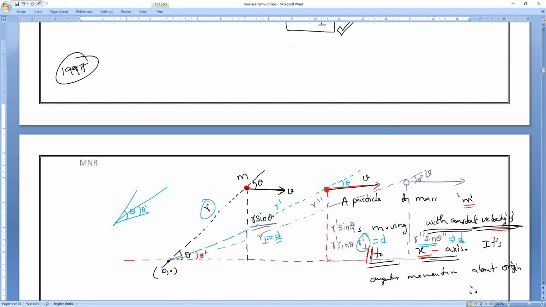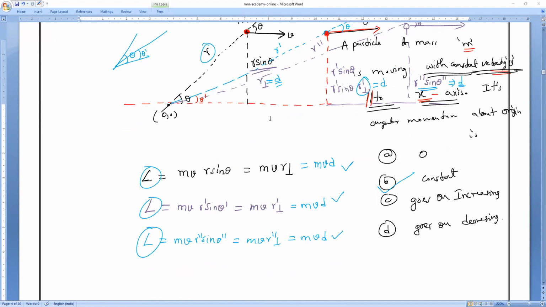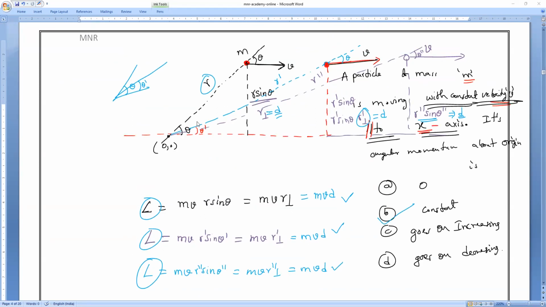JEE asks this sum. Do you think so? Any doubt in this question, you ask me. Understand? Clear? Theta varies. I am not saying anything about theta; it varies, but angular momentum remains constant or not? Everybody. Theta may vary, but because the motion is parallel to the x-axis, the perpendicular distance remains the same.